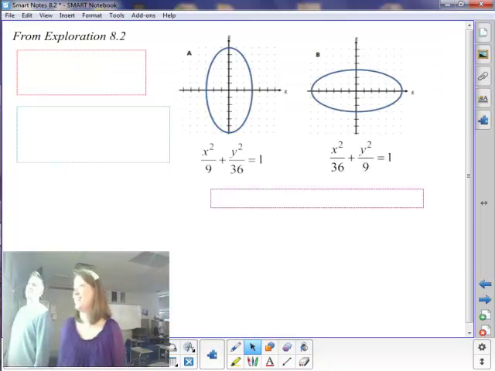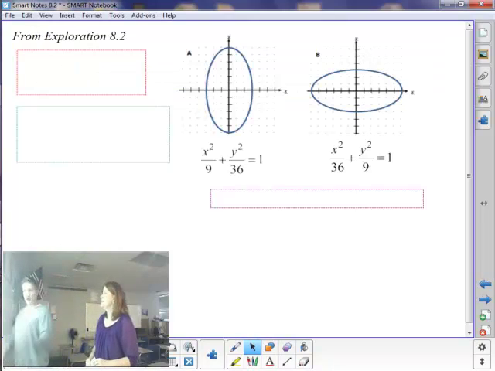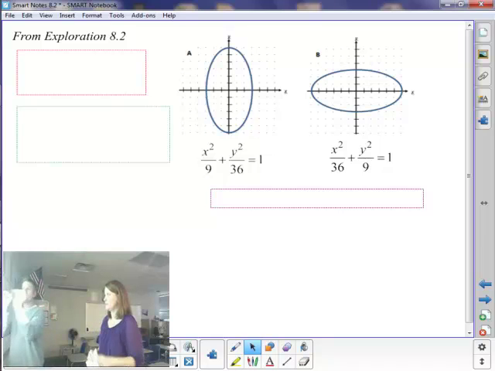Let's review real quick what you should have already picked up from the exploration. Ms. Cofield, what do you notice about these diagrams, these ellipses? Letter A goes up and down. It's taller, vertical. Letter B is bigger side to side, horizontal.